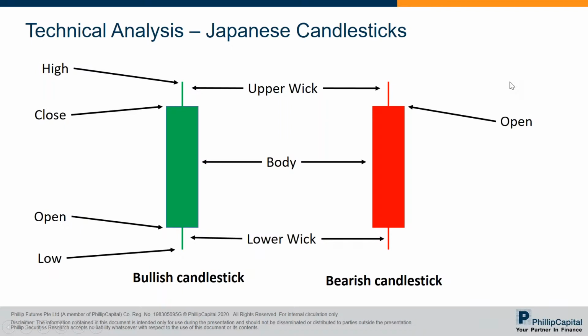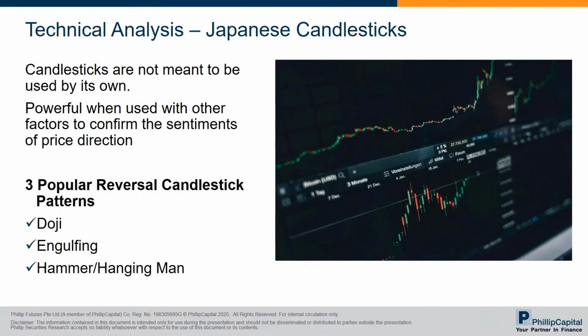The opposite is a bearish candlestick, which can be identified by its red color. It opened up here, and during the course of the one day it went up as high as the upper wick, went down as low as the lower wick, and eventually closed lower than the opening price. That is a very simple explanation of the Japanese candlestick. Once you get the hang of it, this is really essential and critical for technical analysis. Candlesticks are also not meant to be used on their own. It is very powerful to use them to confirm with other things the sentiment or the price direction. We're going to share about three popular reversal candlestick patterns.